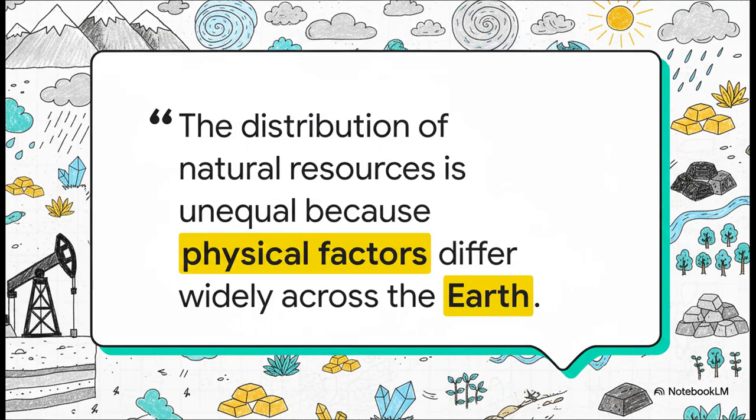So why is that? Why isn't everything spread out evenly? This quote really nails it. The distribution of natural resources is unequal because things like terrain, climate, and altitude are so different all over the planet. Think about it. The Earth has towering mountains, flat plains, scorching deserts, and icy tundras. It's this incredible physical diversity that explains why some places are rich in certain minerals and others aren't.